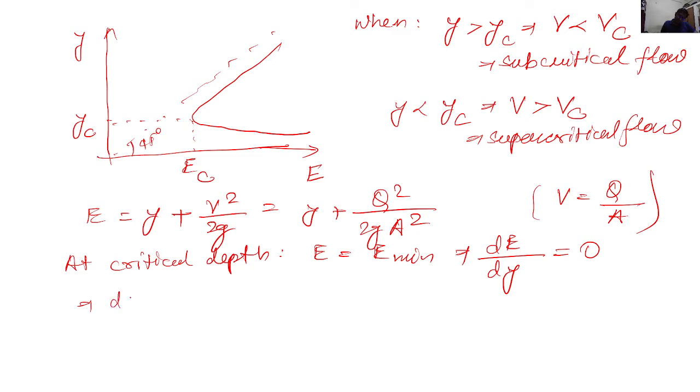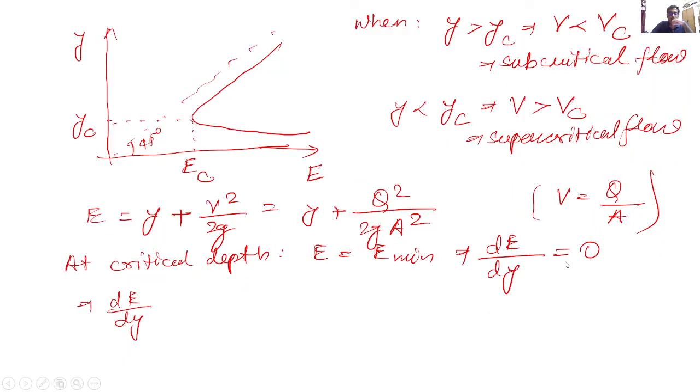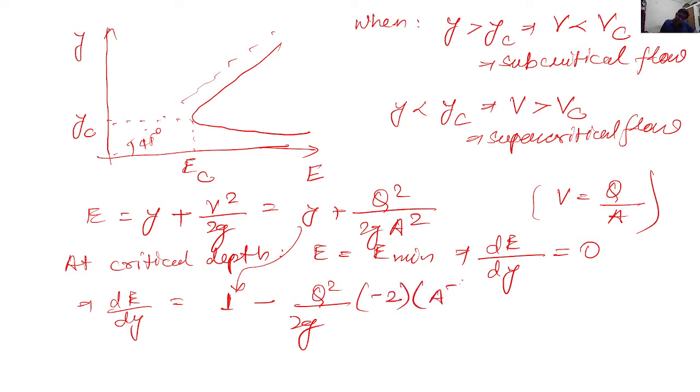So let us take the derivative of that expression. So d by dy of this expression would become 1 minus q square by 2g, which are constant, and the derivative of 1 by A square can be represented as minus 2 A to the power minus 3 dA by dy, equal to 0.